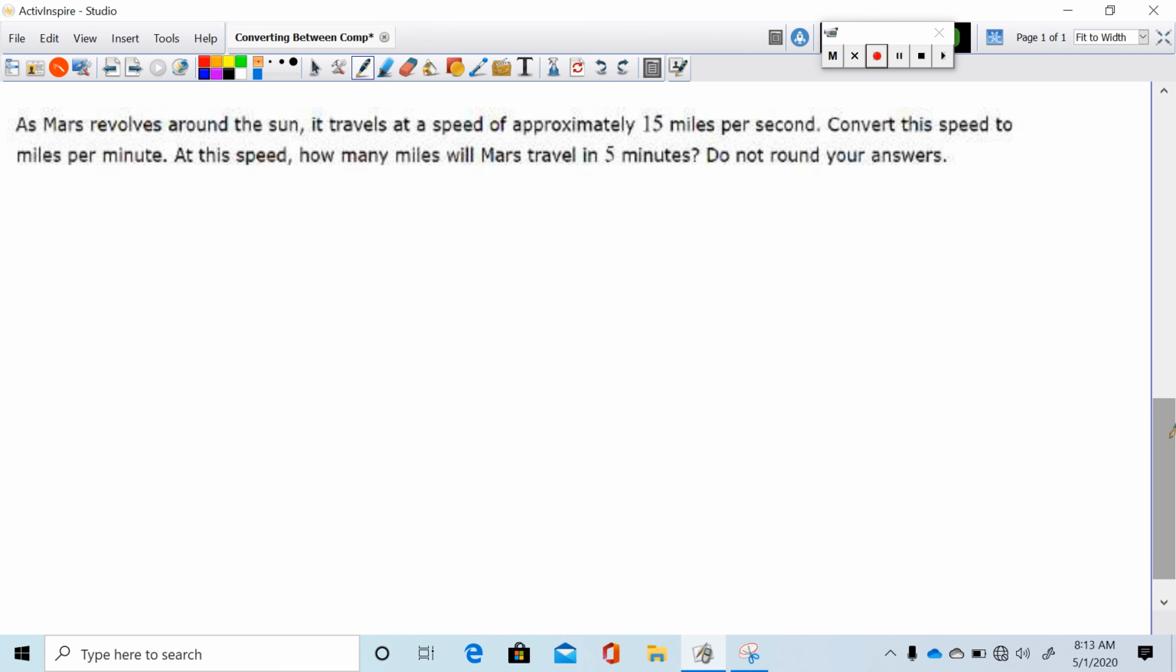As Mars revolves around the sun, it travels at a speed of approximately 15 miles per second. Convert this speed to miles per minute. Okay, the smallest unit of measurement there is a second. So I'm going to do miles. Both of them are talking about miles. And I'm going to do second.